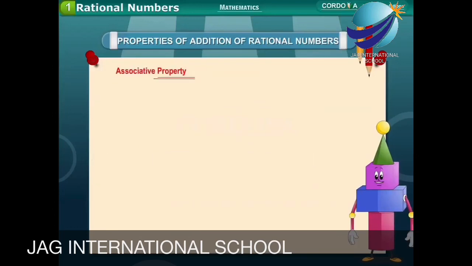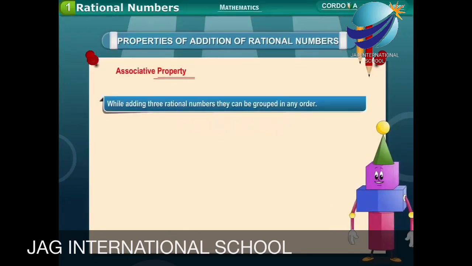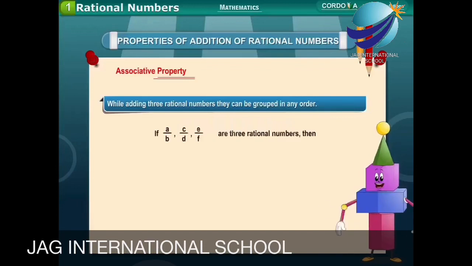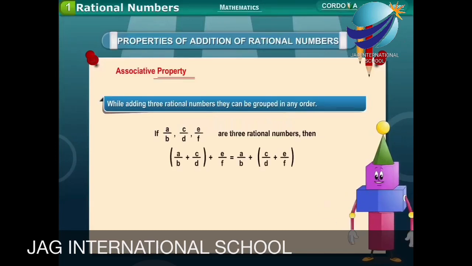Associative property. While adding three rational numbers, they can be grouped in any order. If a/b, c/d, e/f are three rational numbers, then (a/b + c/d) + e/f = a/b + (c/d + e/f).